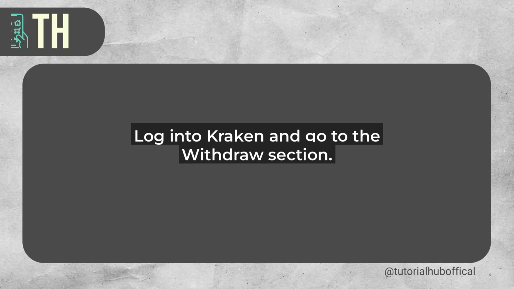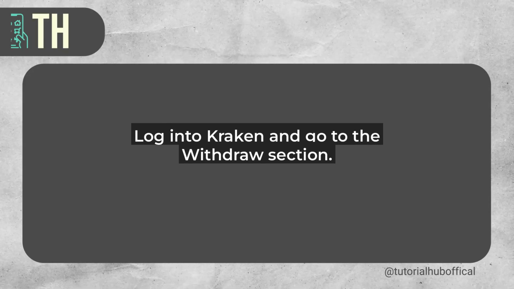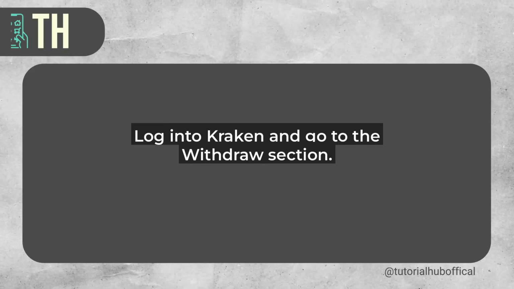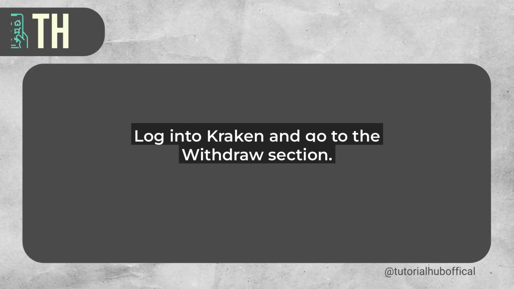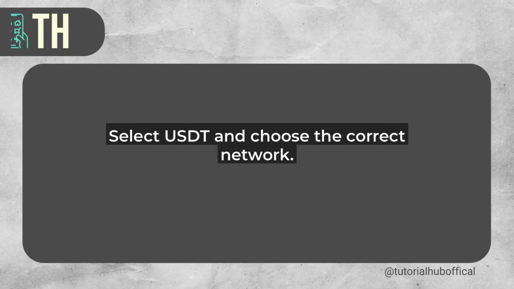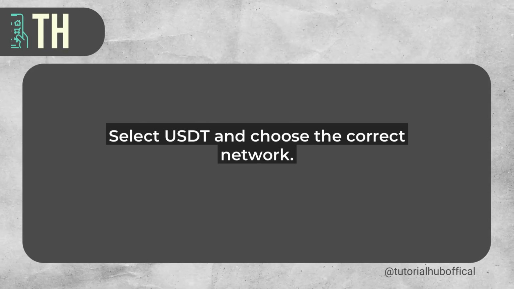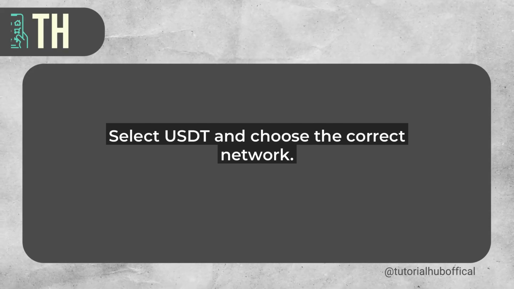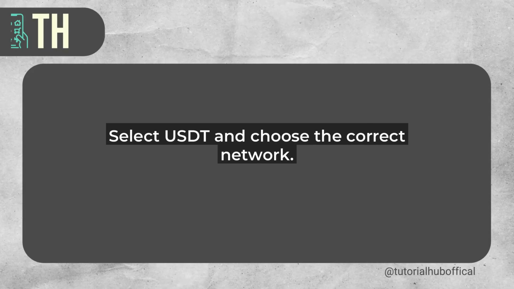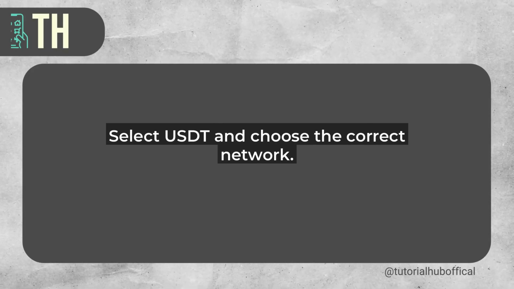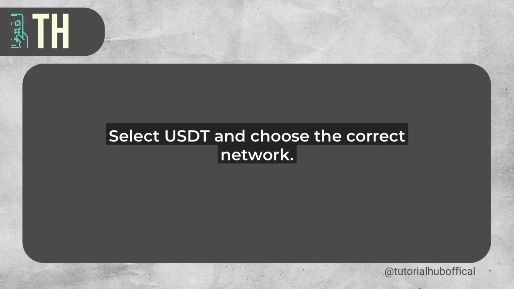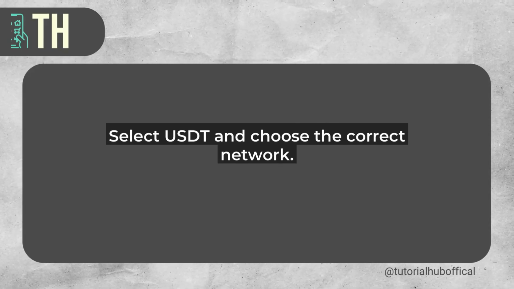Step 2. Select USDT as the asset you want to withdraw. Kraken will prompt you to choose the network, like Tron, TRC20, or Ethereum, ERC20. This is crucial. Make sure it matches the network your Binance wallet supports to prevent lost funds. For most users, TRC20 is faster and cheaper, but always verify on Binance first.